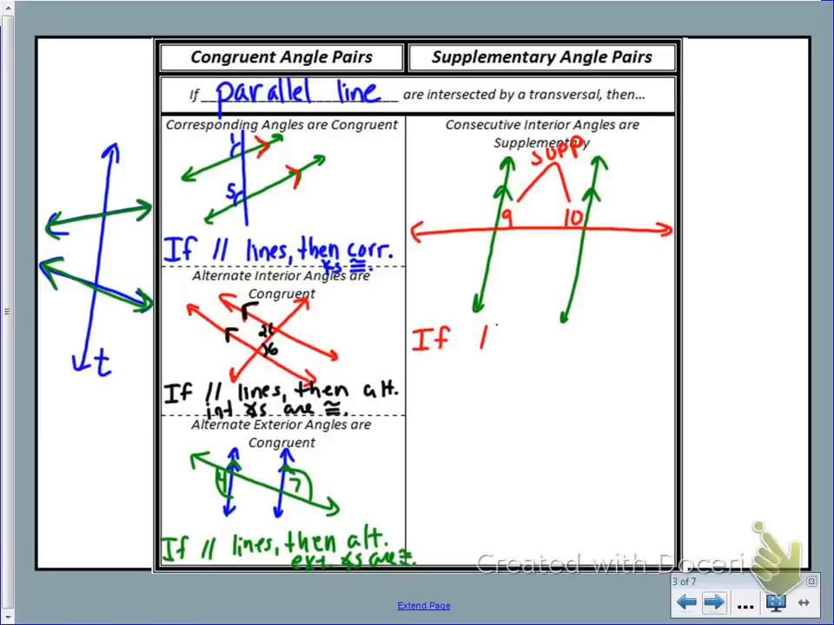So if parallel lines, then consecutive interior angles are supplementary.